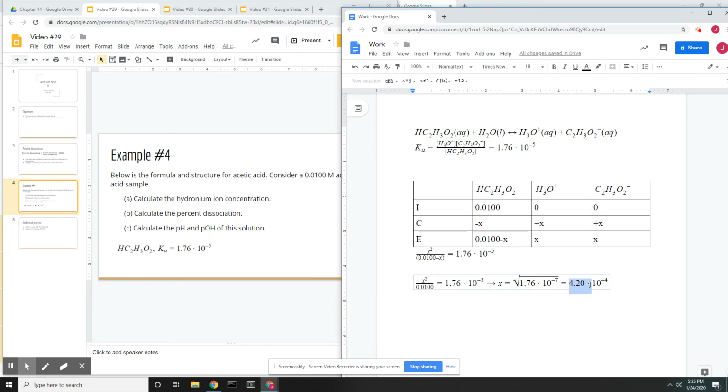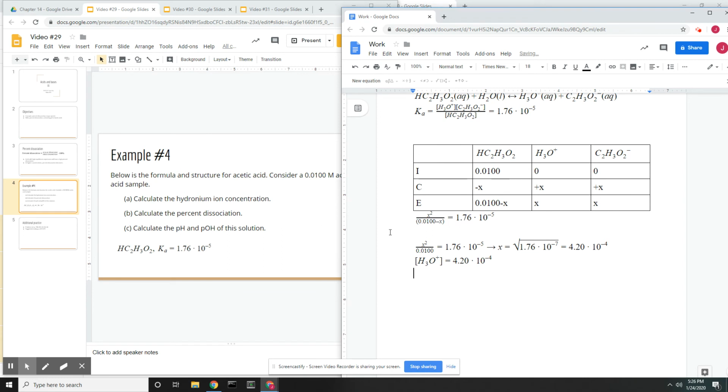Right, so now that I've solved for x, that is equal to my hydronium ion concentration. All right, now for my percent dissociation. So I have 4.20 times 10 to the negative fourth. That is my amount that is dissociated over my 0.0100. And I just need to make that into a percentage.